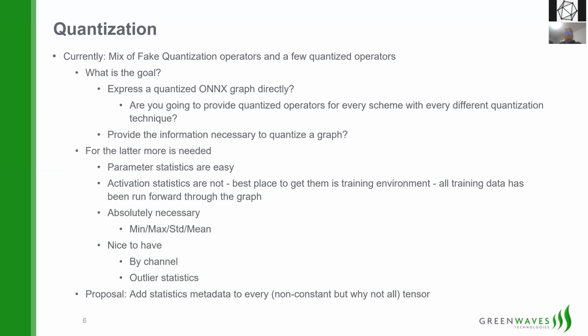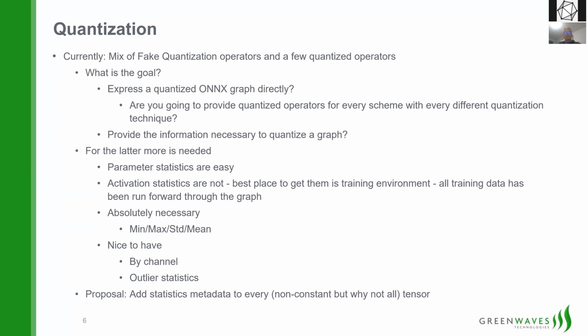And I would prefer that you were concentrating on the latter, or at least that was something which you considered strongly. And if the latter is something that you consider strongly, then more information is needed than currently is there. We obviously have parameter statistics because we have the parameters, but activation statistics we don't have. And TensorFlow Lite currently, with all the tensors that are brought in a quantized graph, gives you at least minimum maximum information on every single tensor.